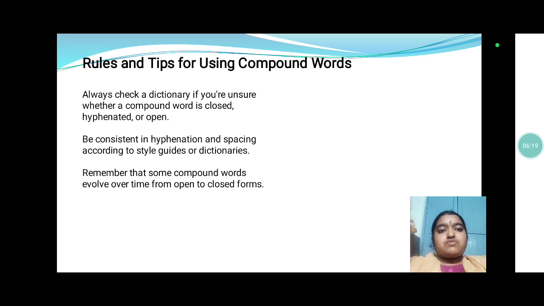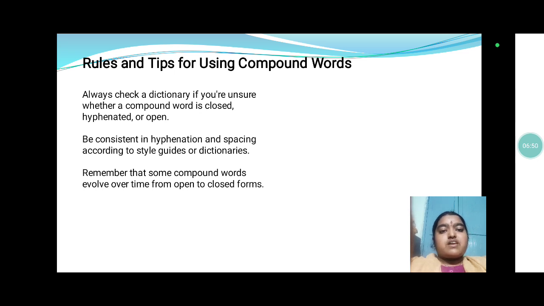So, rules and tips for using compound words. What are the rules? Always check a dictionary if you are unsure whether a compound word is closed, hyphenated, or open. In a dictionary we can see a number of words with perfect grammar, like the Oxford dictionaries. We can see whether those are a closed compound word, hyphenated compound word, or open compound word. Be consistent in hyphenation and spacing according to style guides or dictionaries. As we have discussed, dictionaries give clarity on these compound words.